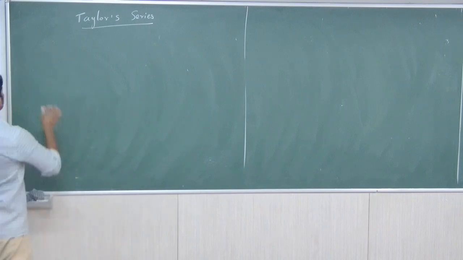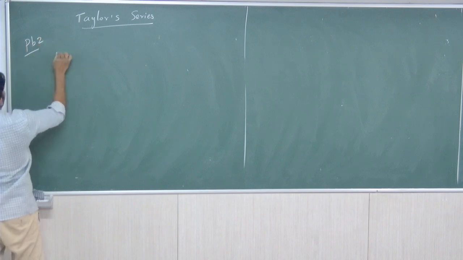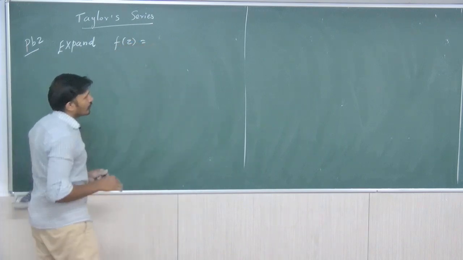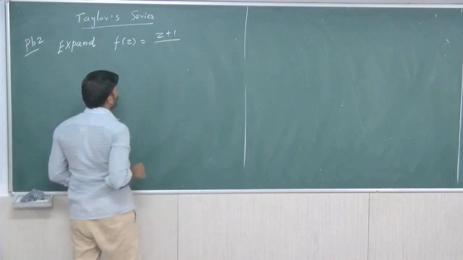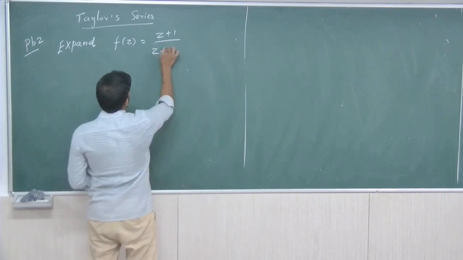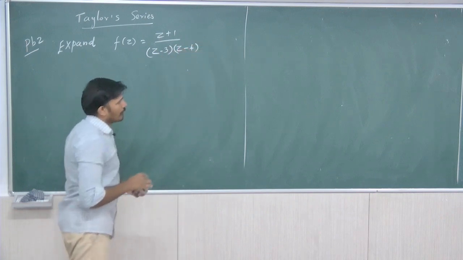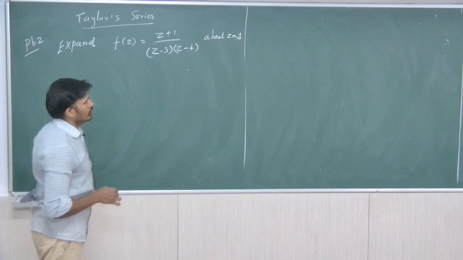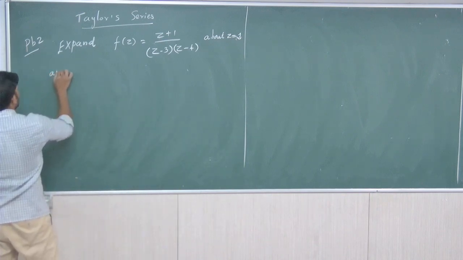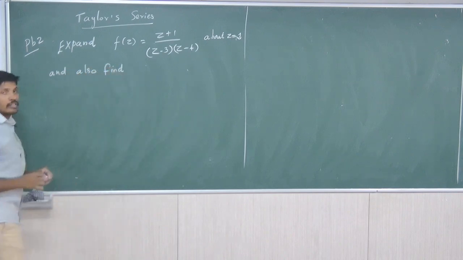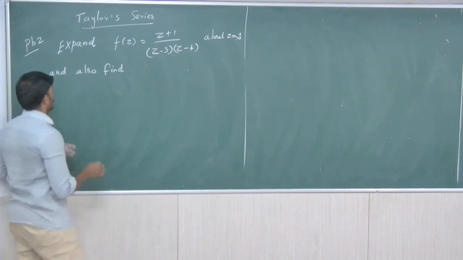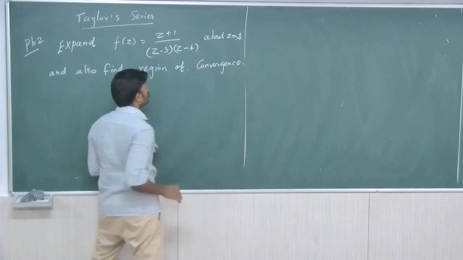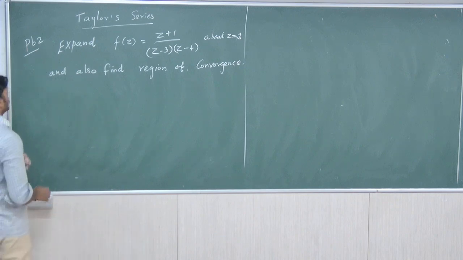So expand. Second problem. Expand f of z equals z plus 1 divided by z minus 3 into z minus 4 about z equal to 2, and also find the region of convergence. Right. Solution.